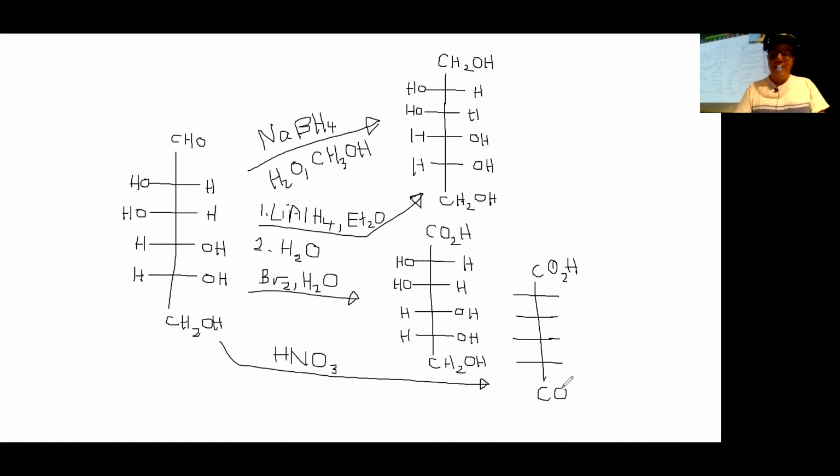Anyway, nitric acid, same idea. If you work out the oxidation number of the nitrogen in nitric acid, it's +5. That's the highest possible oxidation number that nitrogen can take. And it would like to be pretty much anything lower than that. So that's why you oxidize both the top and bottom groups. But again, the OH groups on the middle carbons are untouched. So that's another reaction that we learned the other day.